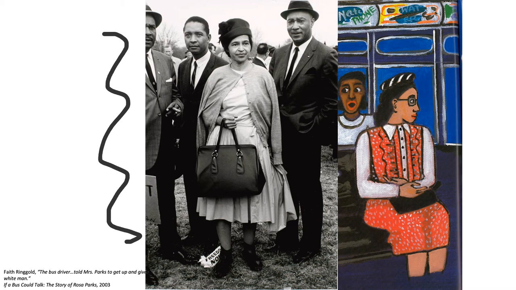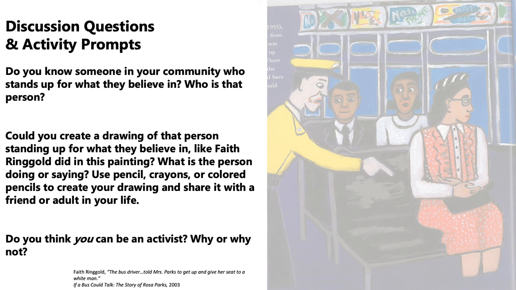Let's look at what happened once some of those laws were changed. Let's hit pause and focus on the questions. Do you know someone in your community who stands up for what they believe in? Who is it? Could you create a drawing of that person standing up for what they believe in, like Faith Ringgold did in this painting? What is the person doing or saying? Use pencil, crayons, or colored pencils to create your drawing and share it with a friend or adult in your life. Do you think you can be an activist? Why or why not?